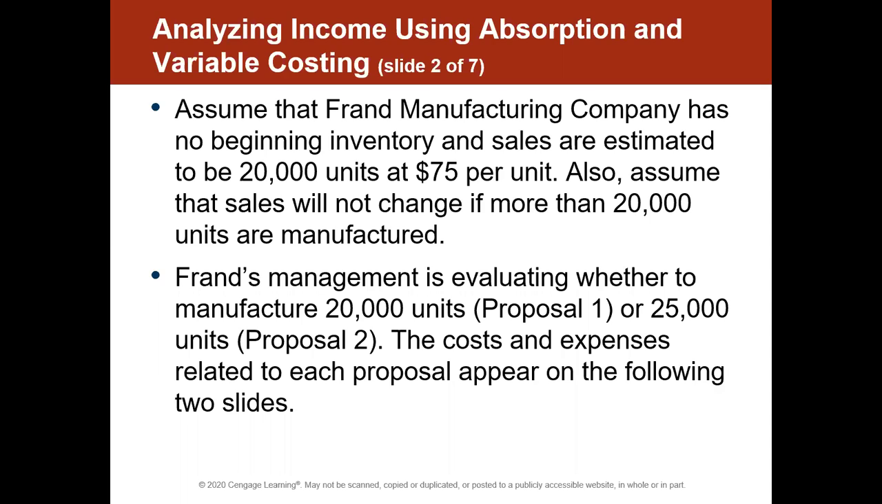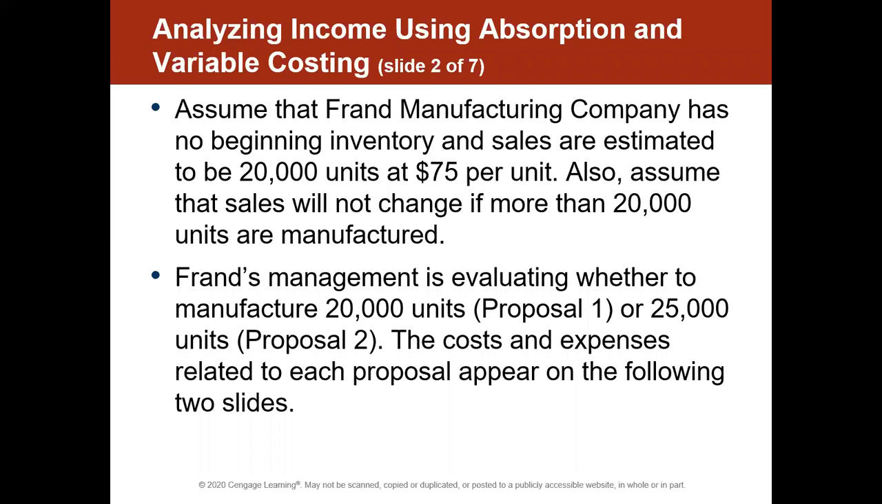All right. Anyway, they have no beginning inventory and sales are estimated to be 20,000 units at $75 per unit. Also assume that sales will not change if more than 20,000 units are manufactured. So we think we're going to sell 20,000 units regardless of how many we produce. Unless we produce less than 20,000, then we'll only sell what we produce, because we don't have any beginning inventory, right?